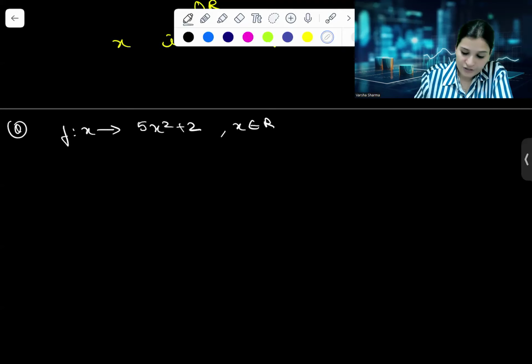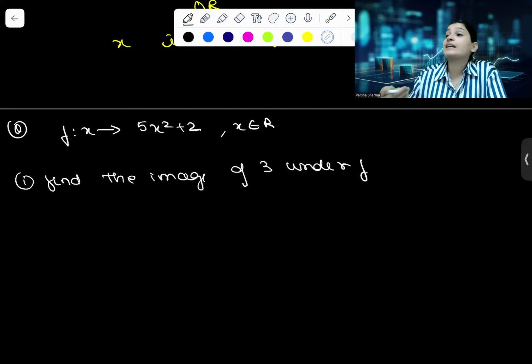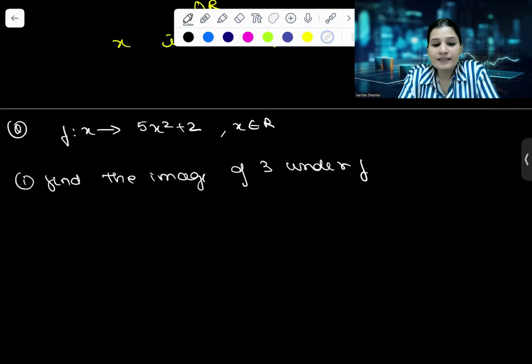Now, question number 1. Find the image of 3 under f. So I'm asking you to find the image. That means I'm asking you to find the value of y. So definitely this 3 would be, what is this 3 then? If I want to find y, then the value that is provided is definitely x. There are only two things, x and y. The word image is used for which letter? y. So if I'm asking you to find y, that means the value that has been provided is definitely for x.